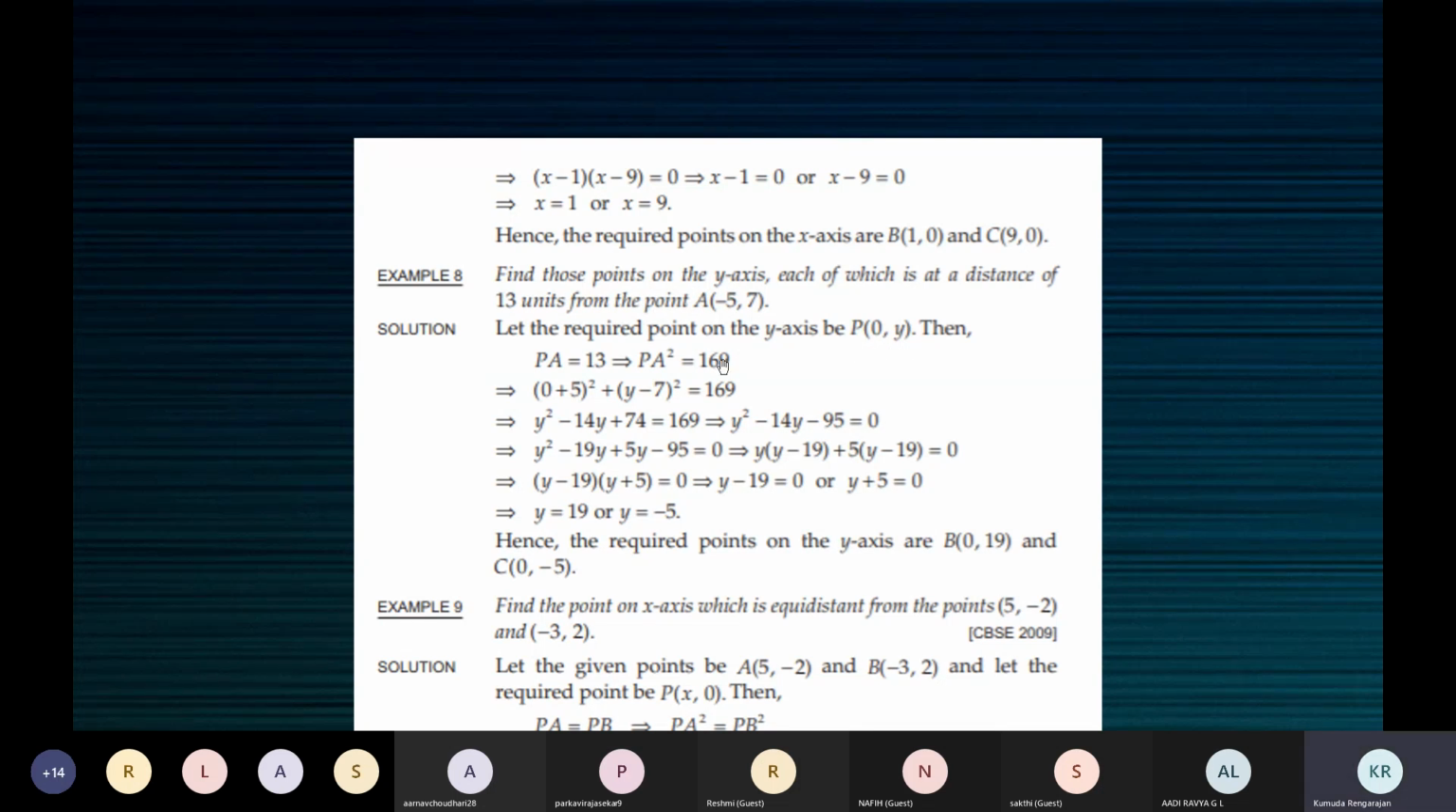That means PA square is 169. And how do we write PA square? Difference between these two x coordinates, (0 plus 5) the whole square plus (y minus 7) the whole square, or (7 minus y) the whole square, is equal to 169. Solve this equation and find the values of y. So this point P can be (0, 19) or (0, -5).